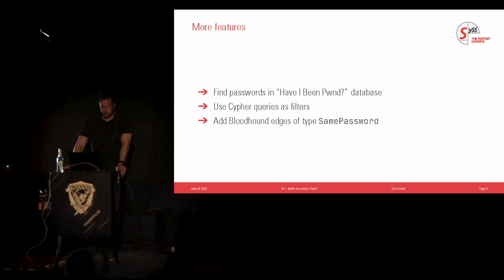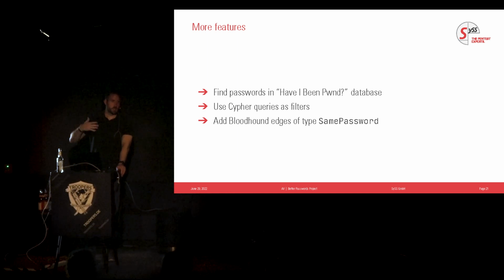But wait, there's more. Hashcat Helper also has a couple of other features that a coworker of mine suggested. For example, it also finds passwords in the Have I Been Pwned database. We already had this in earlier talks. This is something that's really popular. So you download this database, and Hashcat Helper can tell you which accounts have a password that's already been known publicly. And you can also use BloodHound. We all love BloodHound here. So you can use Cypher queries to filter the accounts.